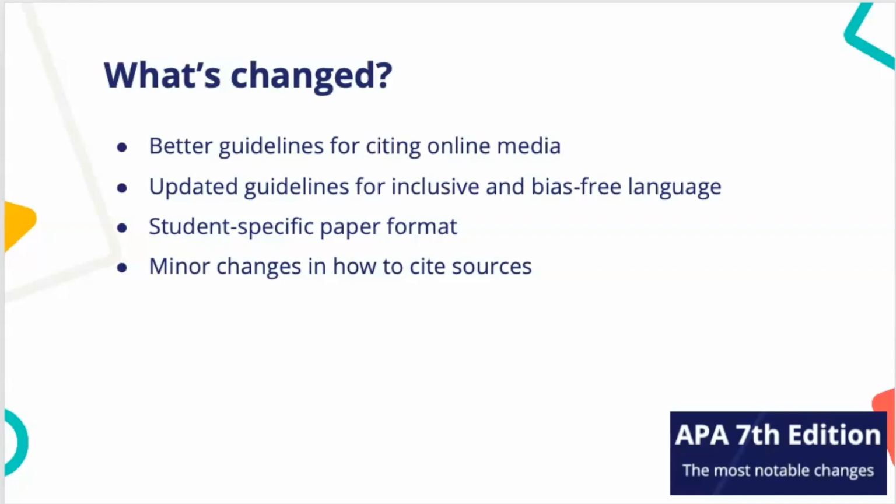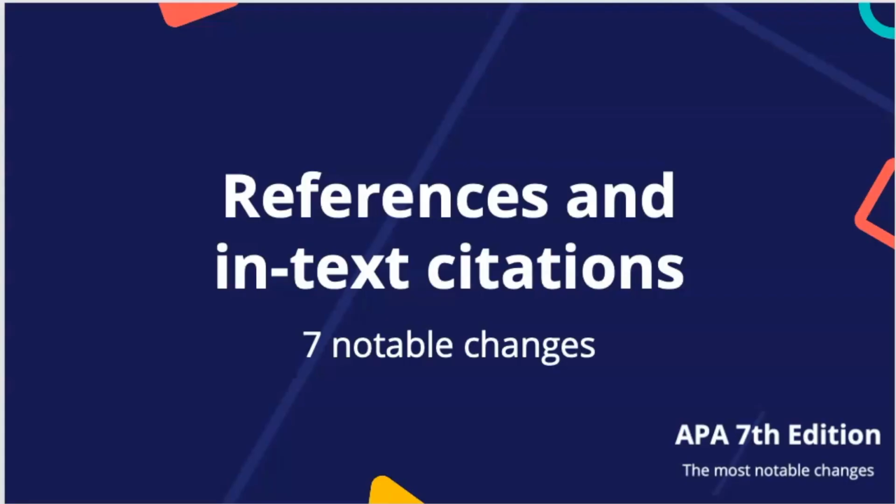You can stick to this so that your publication can be faster. There is better guidance for citing online media, updated guidelines for inclusive and bias-free language which is being adopted, and a student-specific paper format has been designed. Minor changes in how to cite sources have been provided in this document. The references and in-text citations are the major changes we will discuss here.